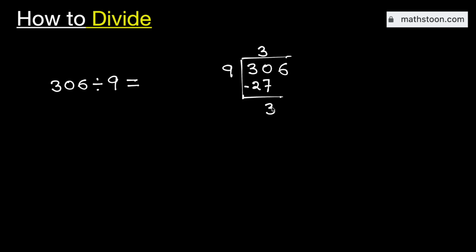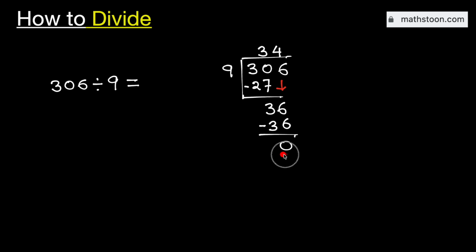Now again see that this 3 is also less than 9. That is why we will bring down this number 6 here. And we know that 9 times 4 is equal to 36. Subtract, we get a 0.